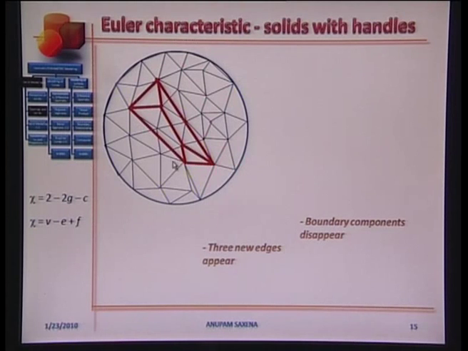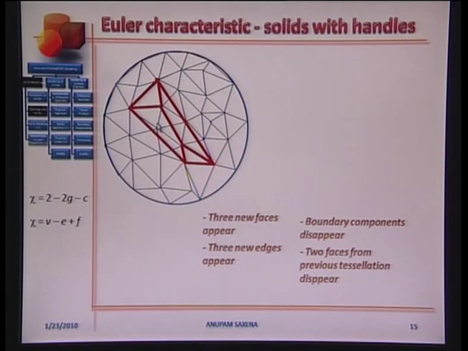3 new edges appear. Two faces from the previous tessellation disappear. And 3 new faces appear. So this is the first face. The rear side is the second face. And the right hand side face is the third one.